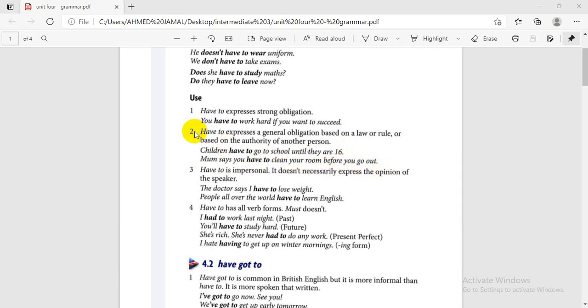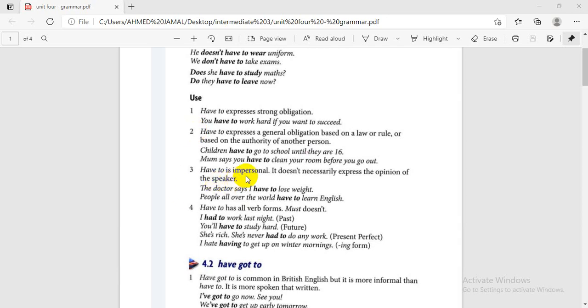إذن الاستخدام الثاني هو أنها تعبر عن التزام عام على أساس قانون أو قاعدة أو بناء على سلطة شخص آخر، كما في الجملتين: Children have to go to school until they are 16 أو mom says you have to clean your room before you go out. الجملة الأولى: يجب على الأطفال الذهاب إلى المدرسة حتى يبلغوا السادسة عشر من عمرهم.